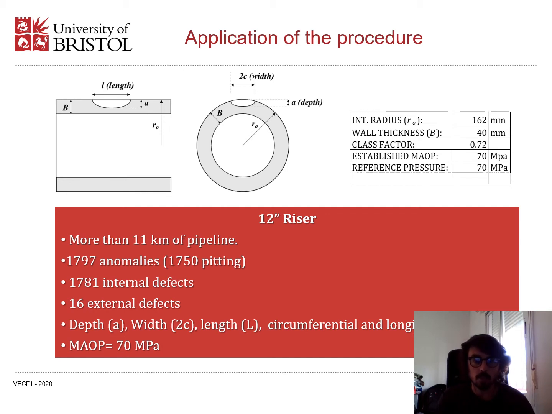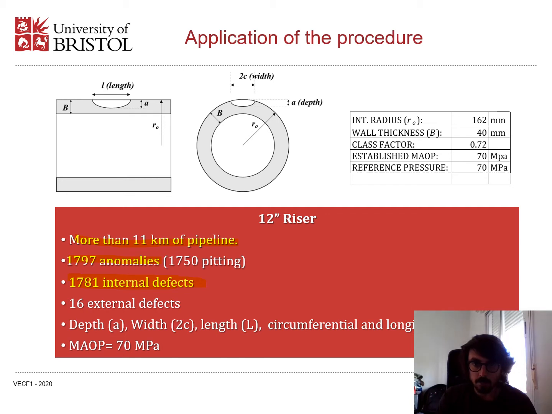So the data was for more than 11 kilometers of pipeline, where around 1,800 anomalies were detected, of which 1,750 were pits, and most of them were internal defects. And that's pretty much obvious, because inside of a pipeline there are a lot more nasty things than outside, where the only aggressive environment is seawater.